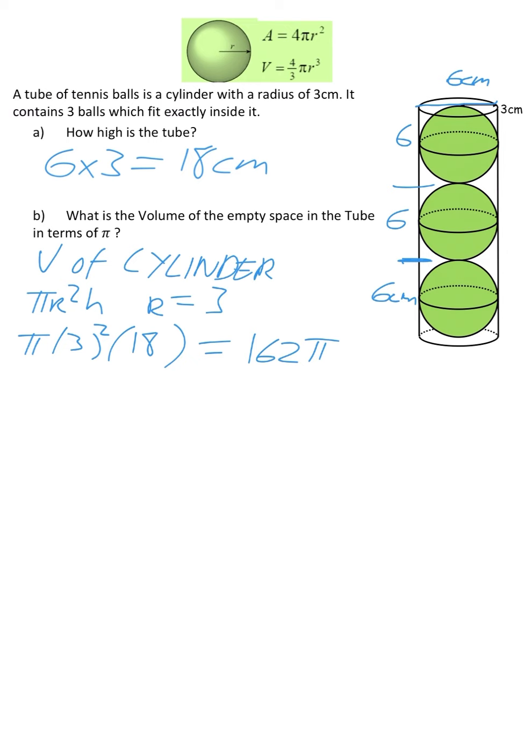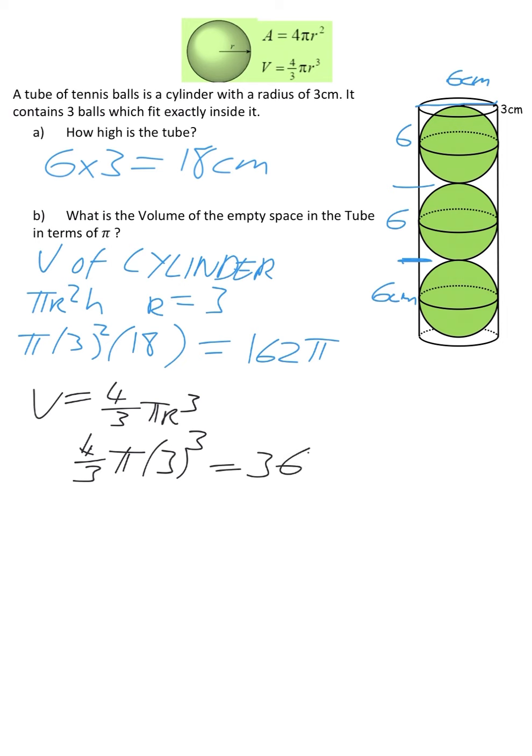Okay, now for the spheres, I'm going to have my volume formula first, so 4 over 3 times pi times radius cubed. So I'll have 4 over 3 times pi times 3 cubed. Okay, and that gets us 36 pi. And remember then, it's 3 tennis balls, so let's times that by 3. And when we do that then, that gets us 108 pi.